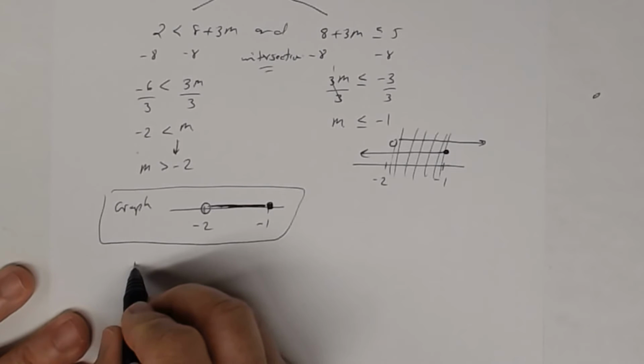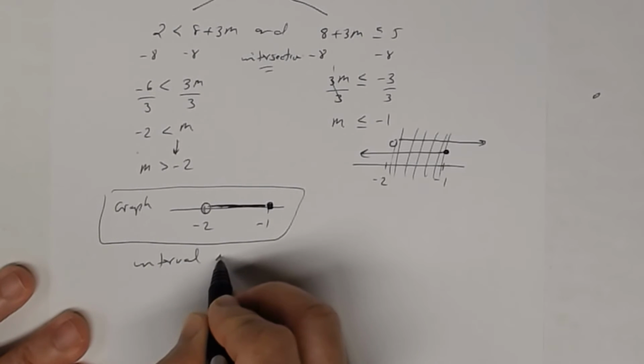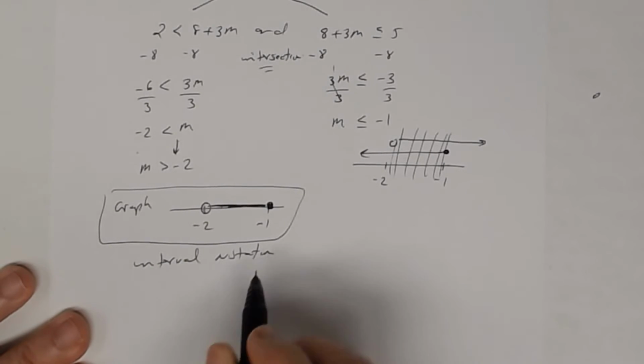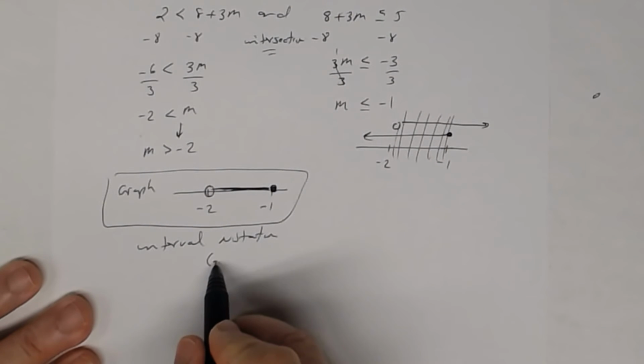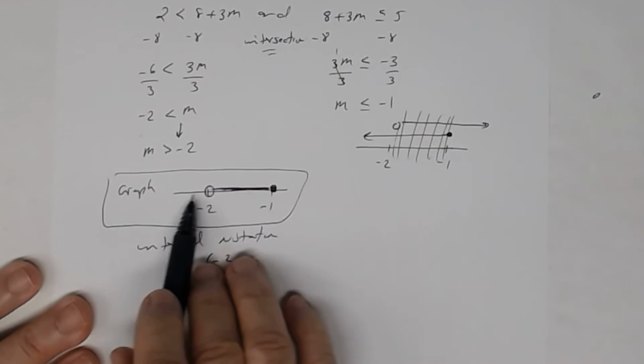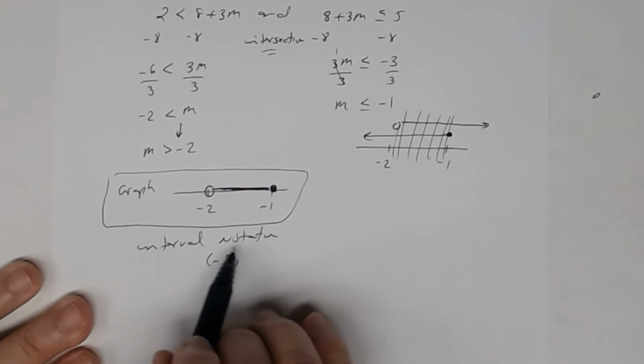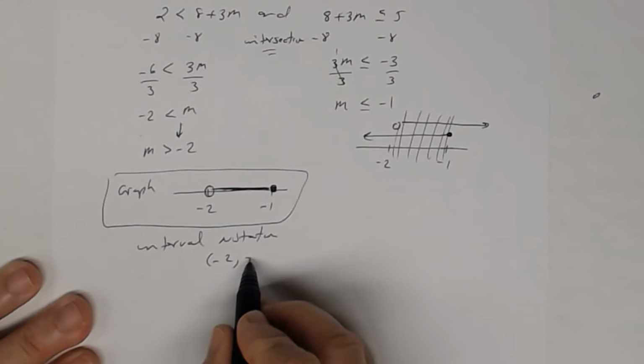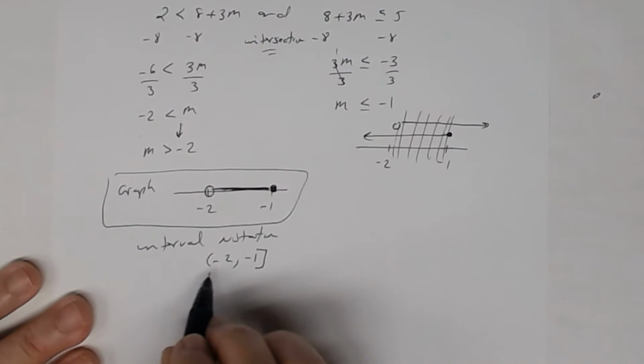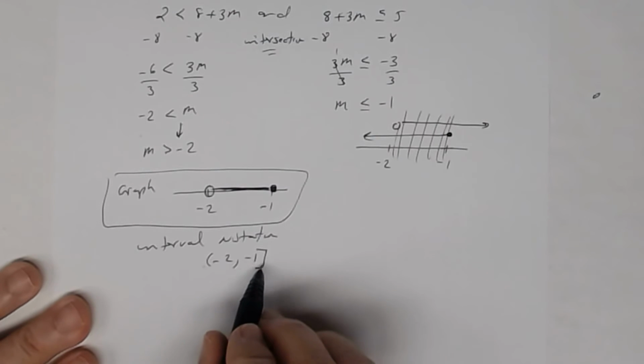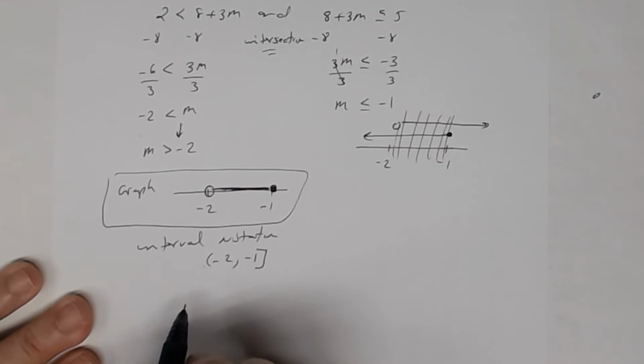The interval notation. That's easy. Parentheses, negative 2. Remember, always go from left to right. Always make sure you go from smallest to largest. -2 to -1 with a bracket. Make sure this looks like a parentheses, and make sure this looks like a bracket.